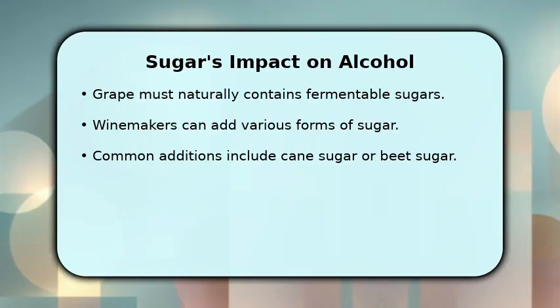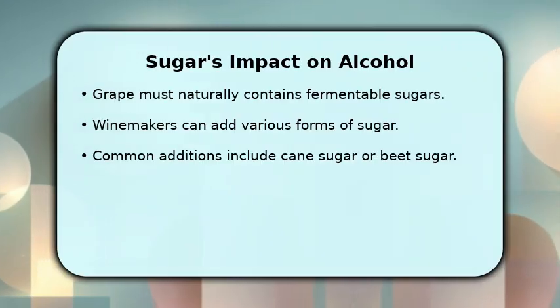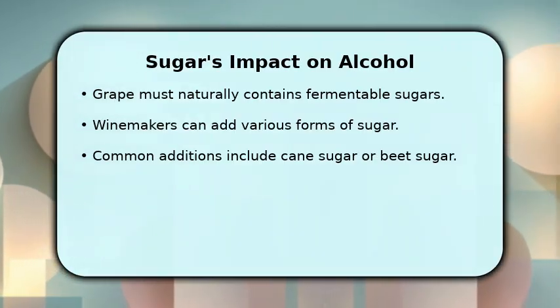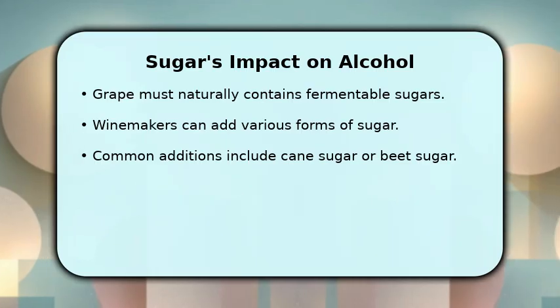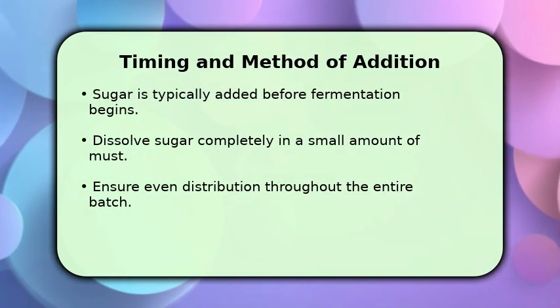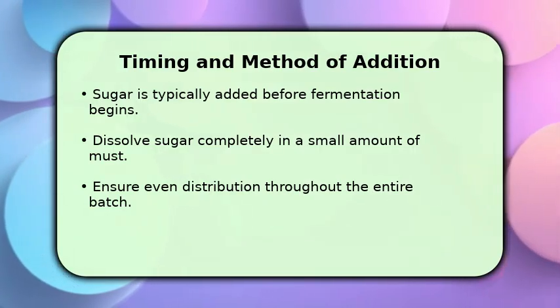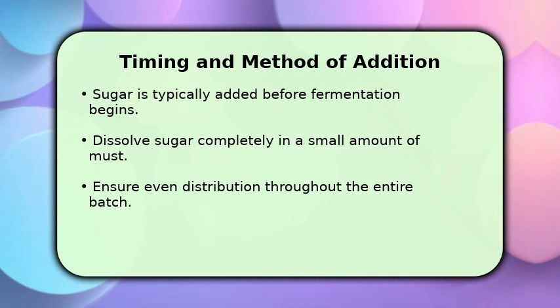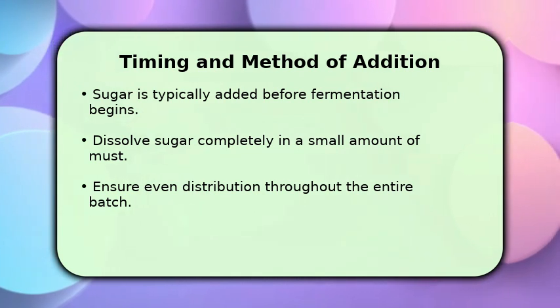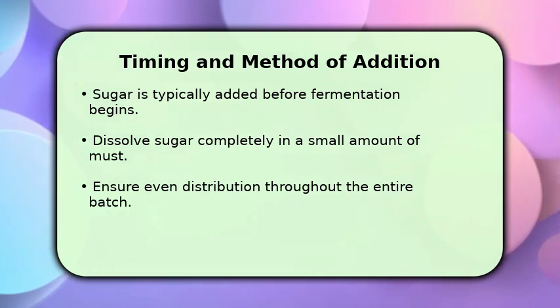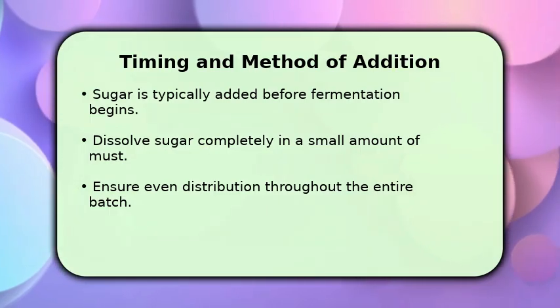For every 17 to 18 grams of sugar per liter, you can expect an increase of about 1% alcohol by volume in the finished wine. The optimal time to add sugar is usually at the very beginning of the fermentation process, before the yeast has fully started its work. It's crucial to dissolve the sugar thoroughly in a small portion of the grape juice or must first, creating a syrup.